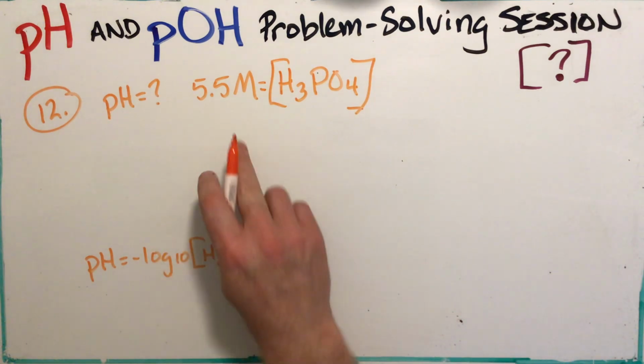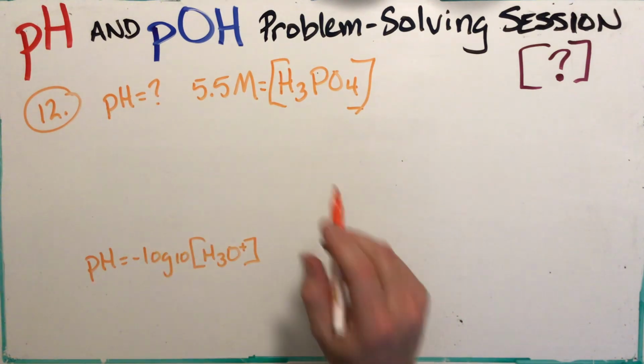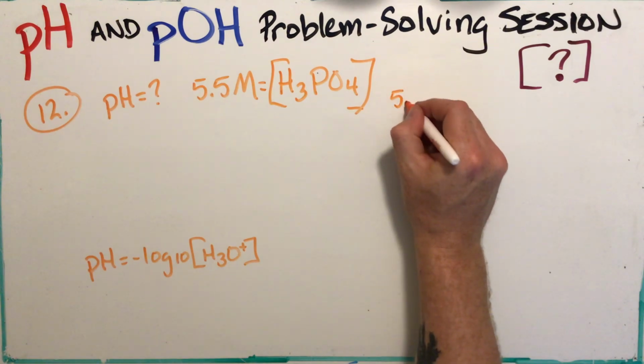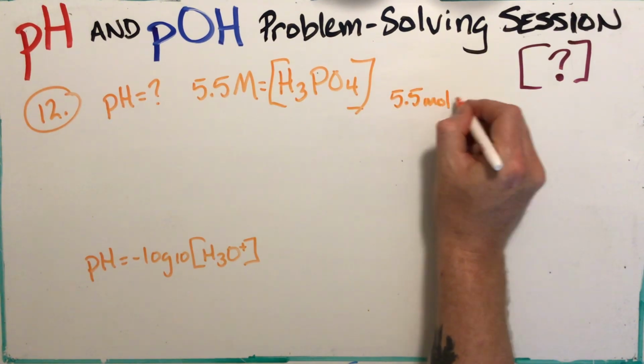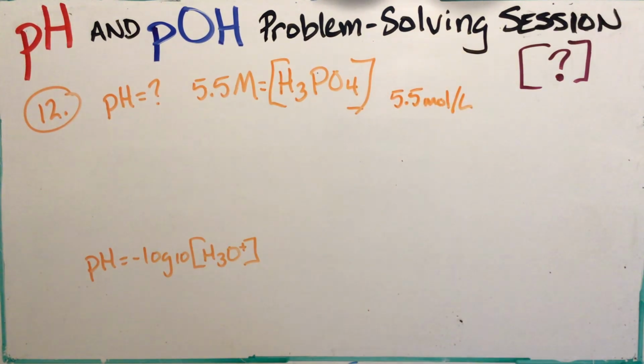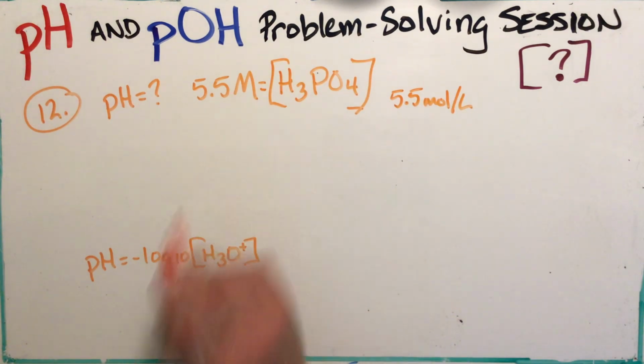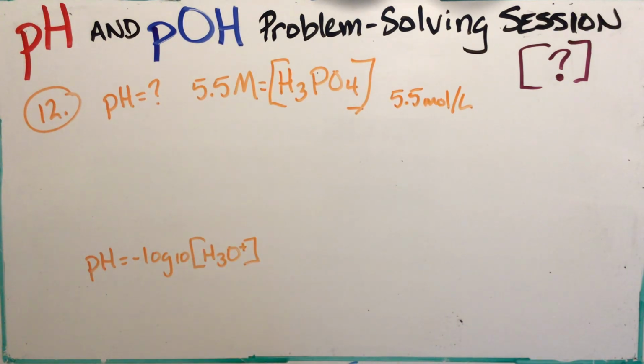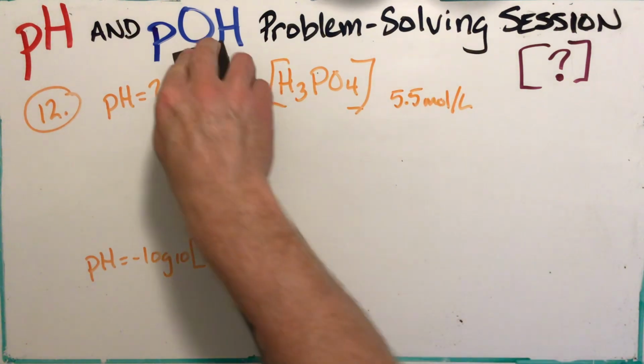And I know that 5.5 molar, right? That means 5.5 moles per liter, right? That big M means moles per liter. It's molarity. So what I'm going to do, oh, sorry, I copied that down incorrectly. It's 0.55. Yikes, good catch.